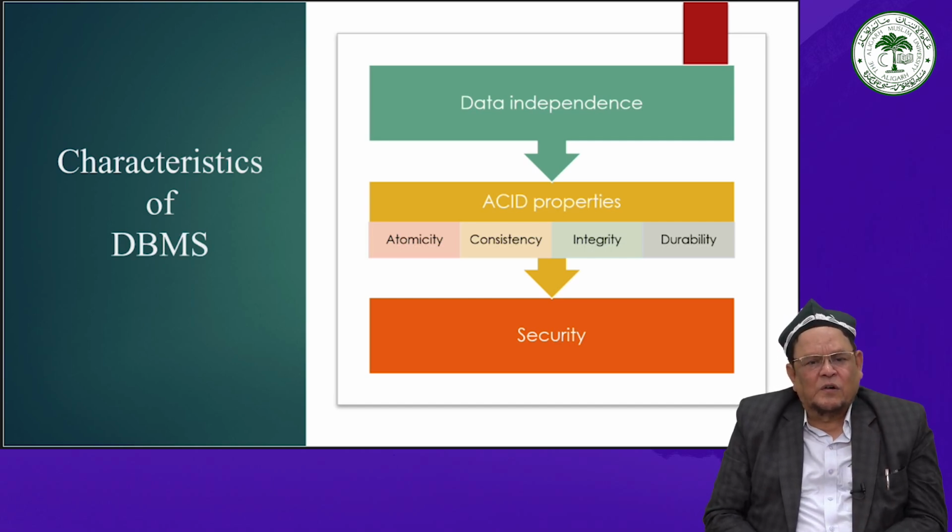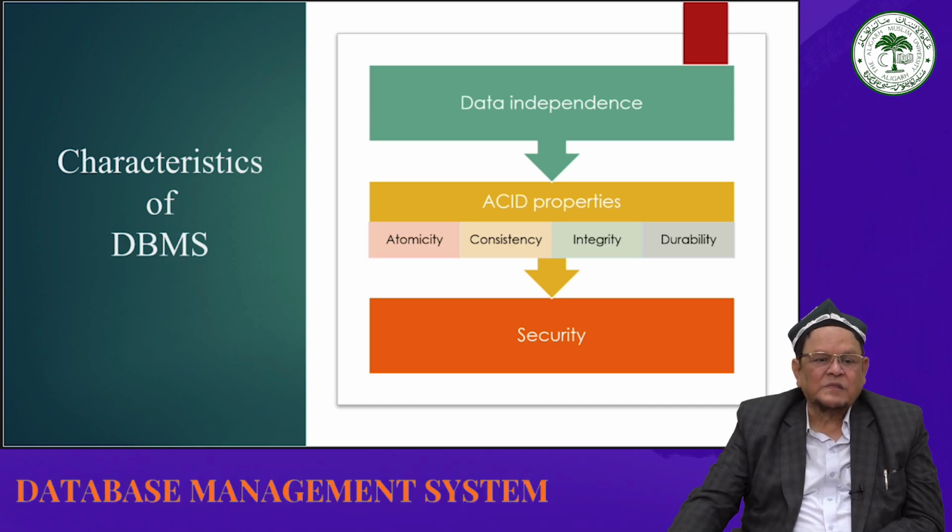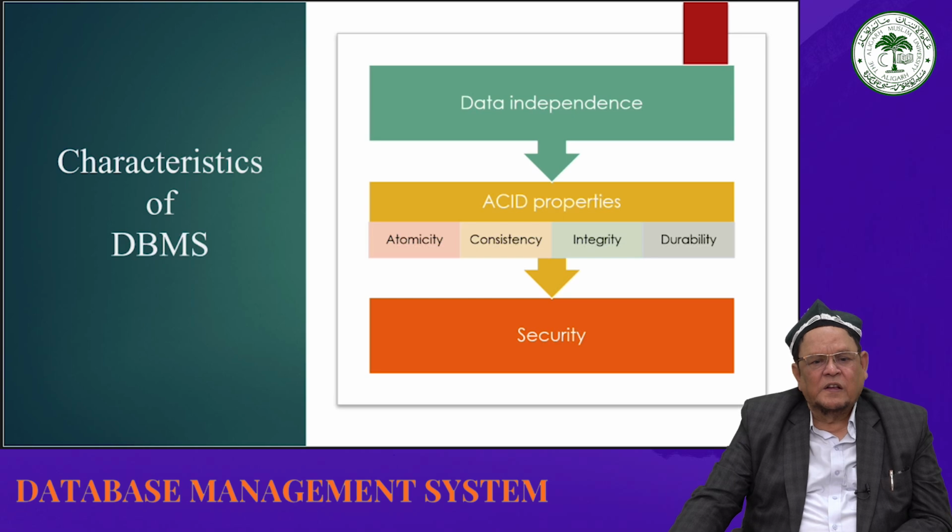So these are the things. Here, logical independence and physical independence are very important. And then the next topic is atomicity of operation. You can say transactions. Here on the screen you can see the ACID properties. ACID means A for atomicity, C for consistency, integrity, and D for durability.